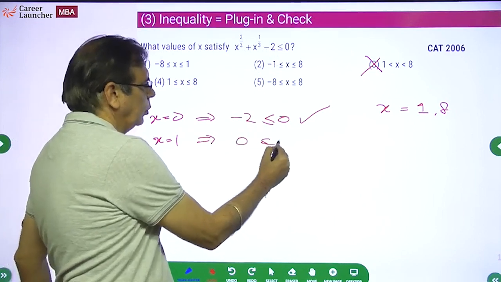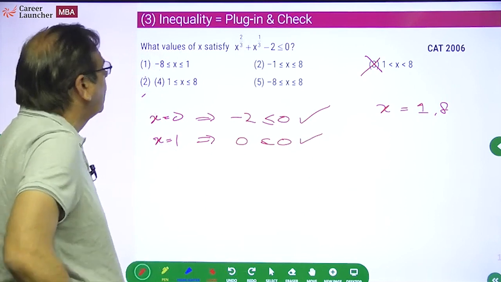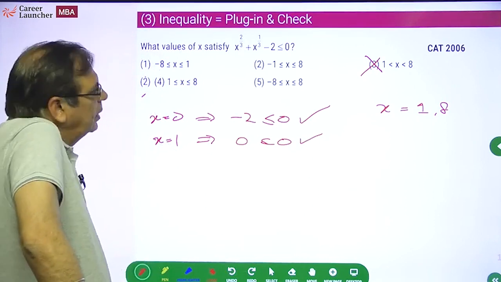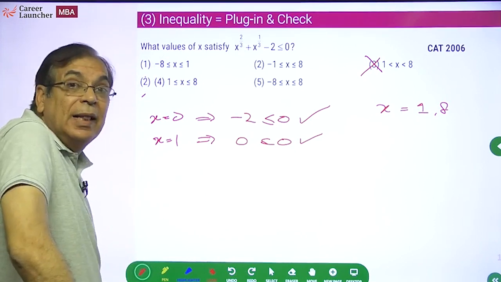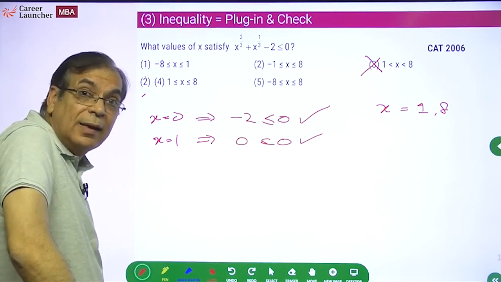0 less than or equal to 0 is satisfied. That means x equal to 1 should be a part of my answer. Okay. Now which choice do I eliminate? I can't eliminate any choice. What was I supposed to remember? What mistake did I make?